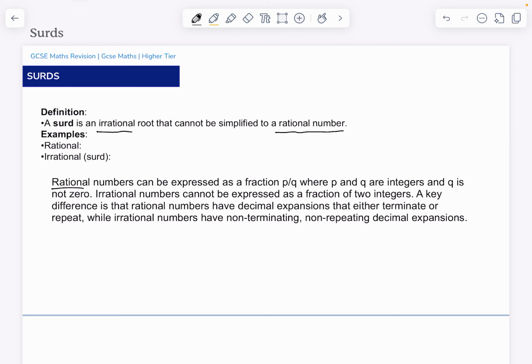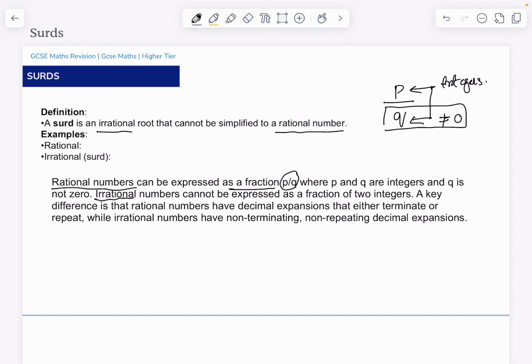Rational numbers can be expressed as a fraction p over q. This p and this q both must be integers, okay? And q must not be equal to 0. They both must be integers and the value of q must not be equal to 0. Wherein p and q are integers and q is not 0.